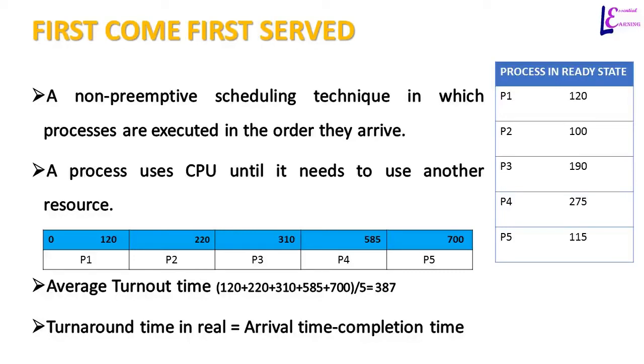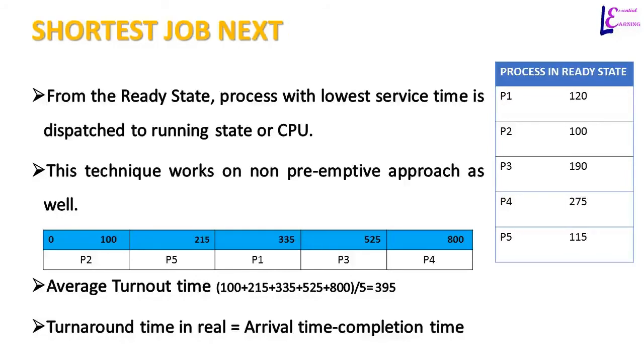In reality, turnaround time is calculated by subtracting arrival time from completion time of the process, because processes don't arrive at the same time. Arrival times of processes are always different.